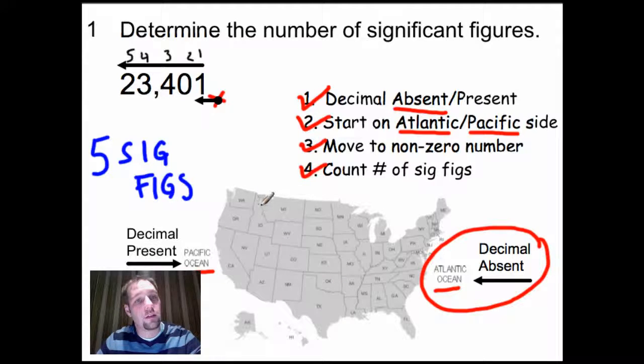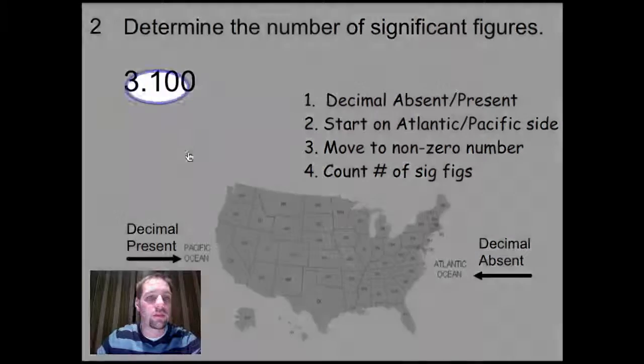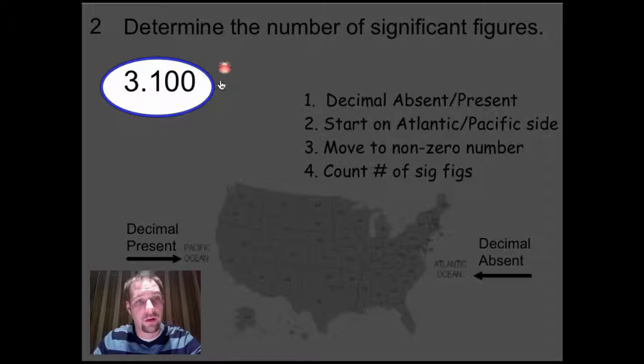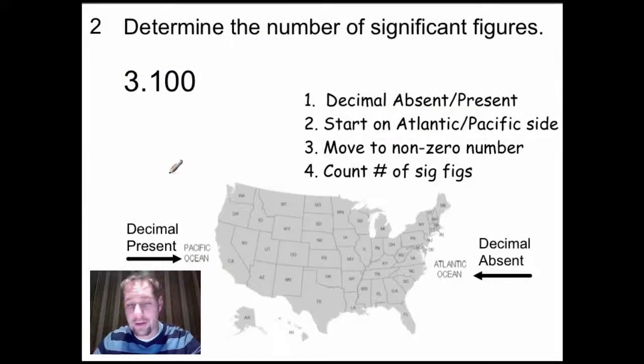Let's go on. Let's take a look at another example, and hopefully these guidelines will become a little bit more clear as we look at some of these problems. Problem number 2. So let's take a look at the number that we're given. We have to determine how many sig figs we have in 3.100. Let's use those 4 guidelines to figure out how many sig figs we have.